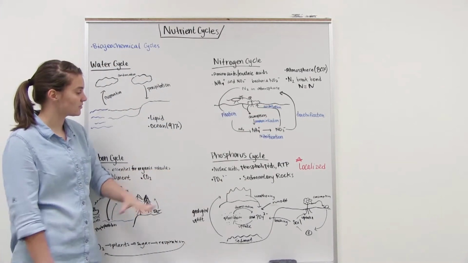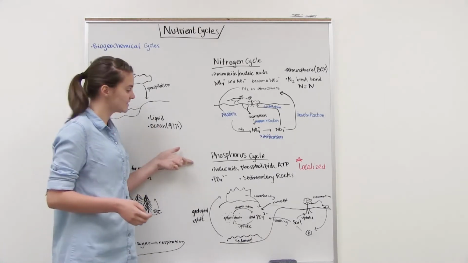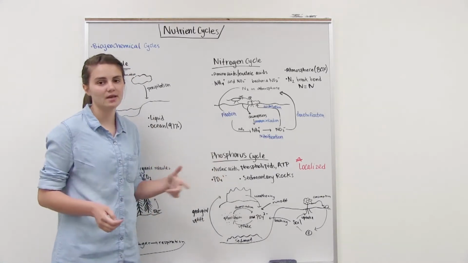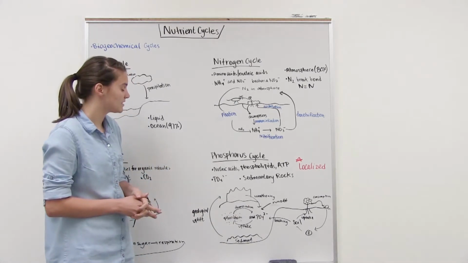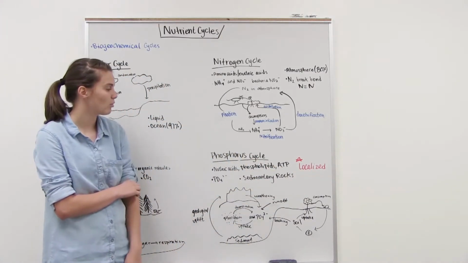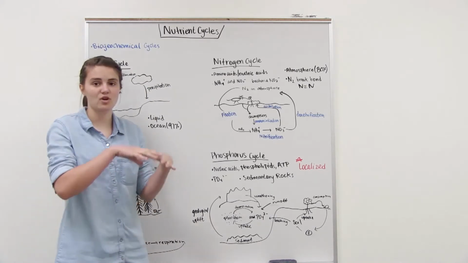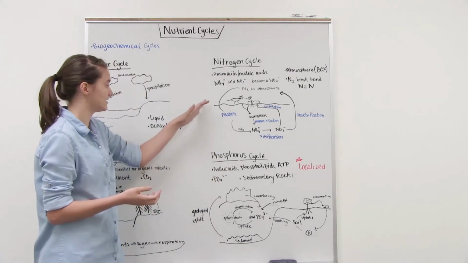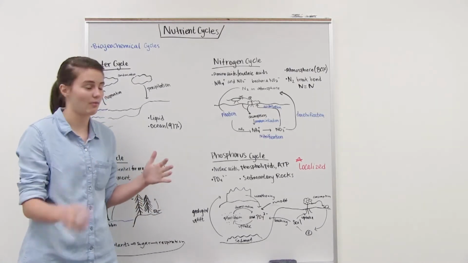The last one is phosphorus. So phosphorus is important because it makes up nucleic acids, phospholipids, and ATP. So without this, again, we couldn't do a lot of our biological processes. Something interesting to note about phosphorus is that it is going to be more localized. All three of these other ones, they can travel throughout the entire globe, because nitrogen and carbon can be found in the atmosphere, and so they're going to be cycling that way.